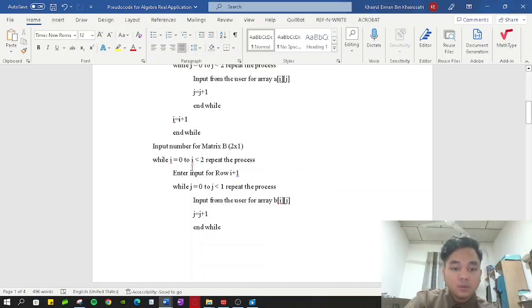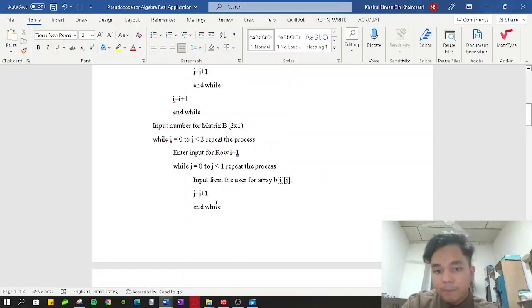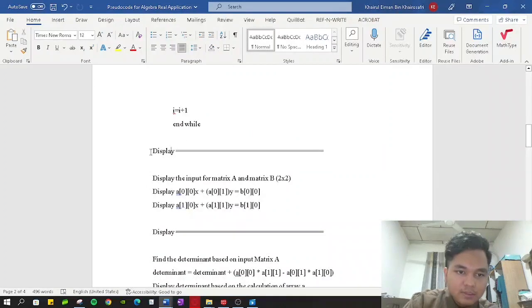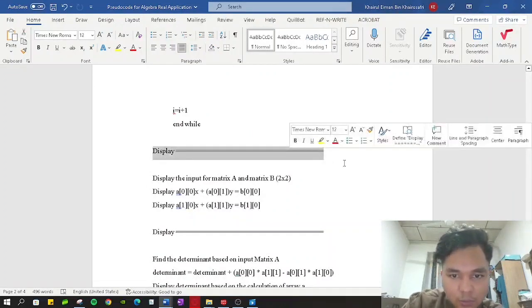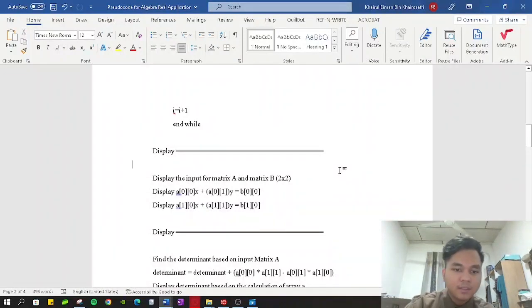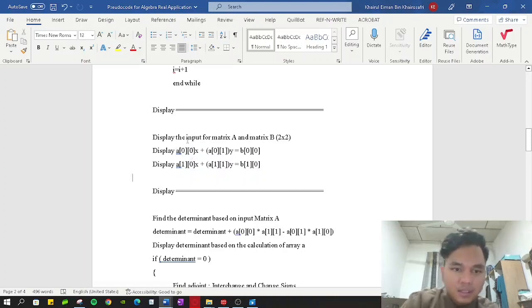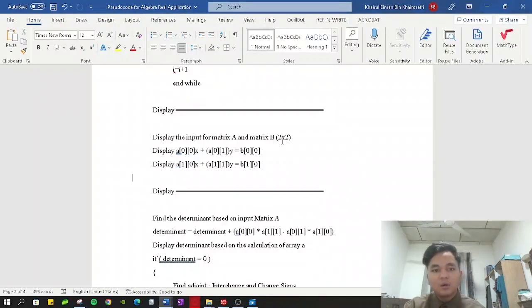i equal to 0, i less than 2, repeat the process, and I use a loop for the input for array B, i and j, and y. So I use display line here to divide the part. So for this section, this program displays the input for matrix A and matrix B, which we entered before.